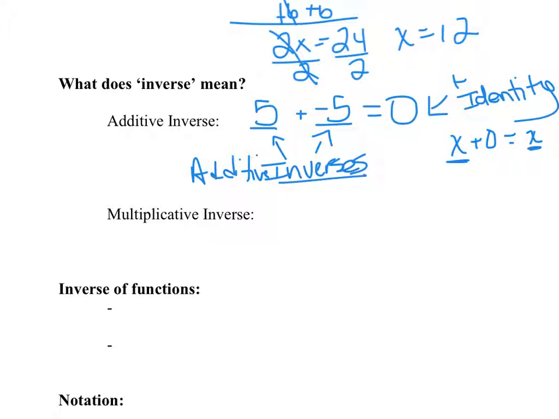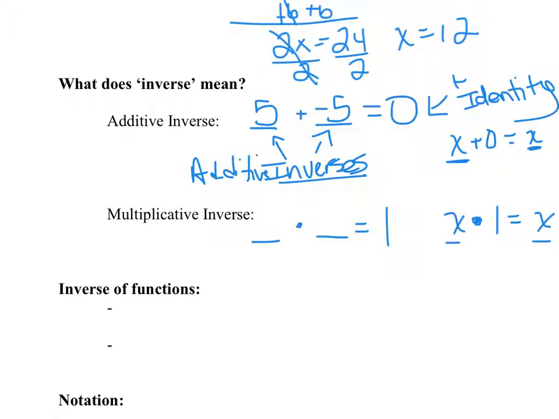That's an inverse. Multiplicative inverse is the same idea, but the identity in multiplication is different. The identity in multiplication is 1. If I multiply something times 1, I get itself. It keeps its identity. So the multiplicative inverses of each other are two things multiplied together that equal 1.